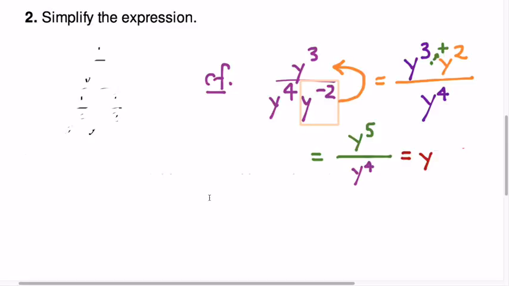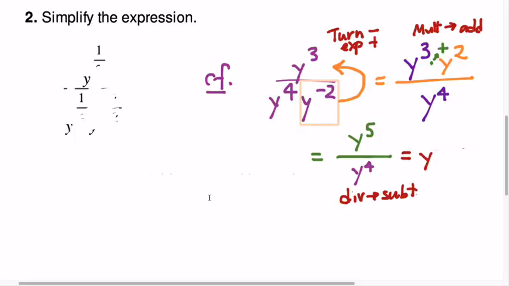So that's the overall strategy for how we would approach this problem if the exponents were all whole numbers, right? We would turn the negative exponent into positive. Because we're multiplying powers, we would add exponents. And then because we're dividing powers, we would subtract exponents. And then we'd be done. So if we apply that same strategy to the actual original problem, what does that look like?